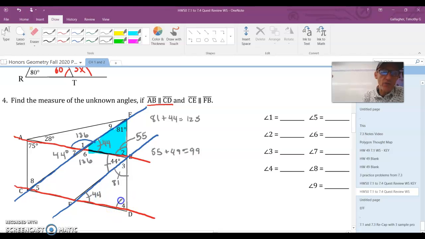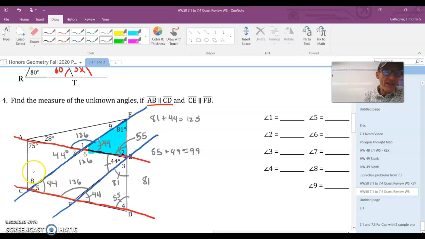So how do we figure out angle 4? We're going to do 81 plus 44 is 125. So actually, we're going to recognize, oh boy, I didn't see that. It's corresponding with 2. So this is also 55. So angle 2 and angle 4 are corresponding. Now that makes sense, I guess. But now, what about this angle right here? Well, that's not so bad because that's 136. They're supplements. And then what about this angle right here? Well, that's not so bad because that's 44.